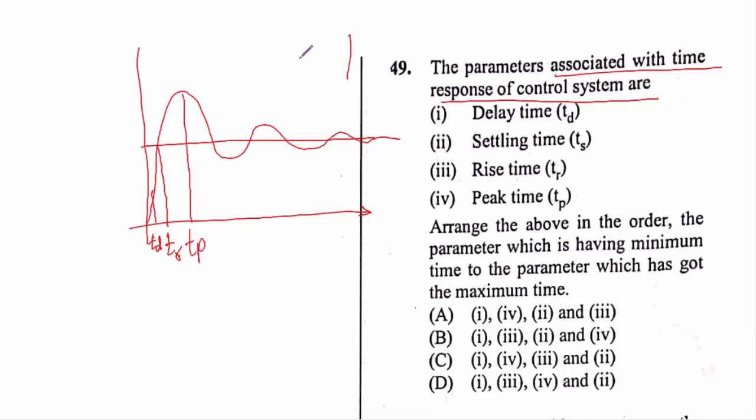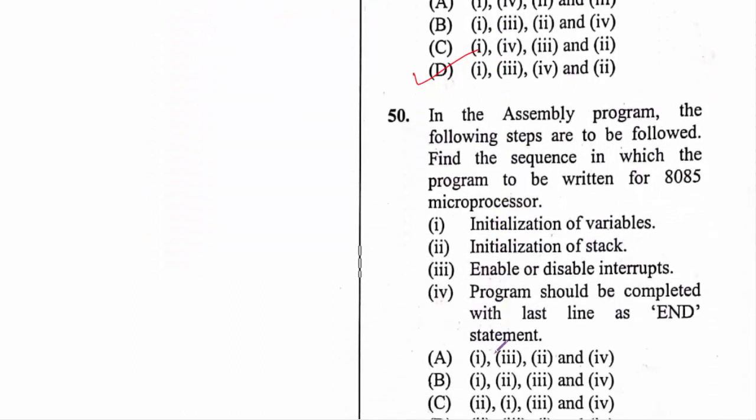And the settling time, let me call up to 5 tau, this is called settling time, that is TS. So they are telling us to arrange in order from the minimum time to the parameter which has the maximum time, nothing but you have to arrange from minimum to maximum. So first should be delay time followed by rise time followed by peak time, and it should be followed by settling time. So option D is the correct statement. Option D holds good.